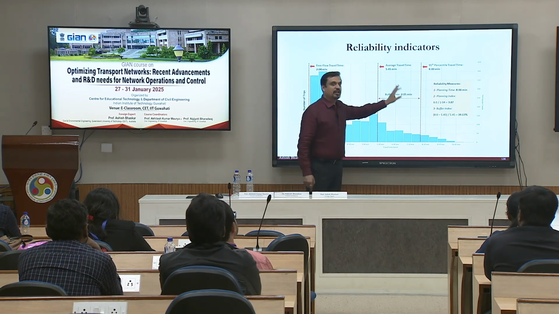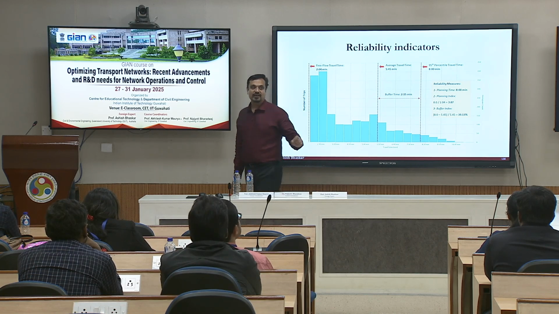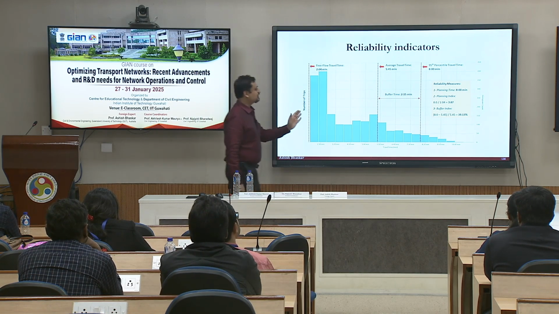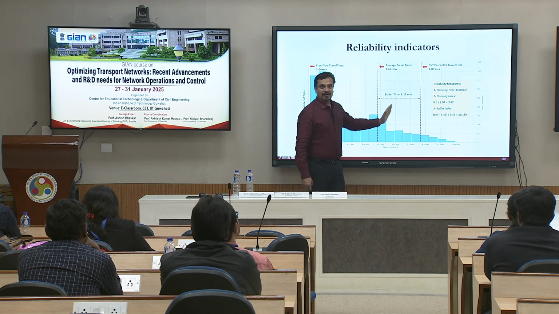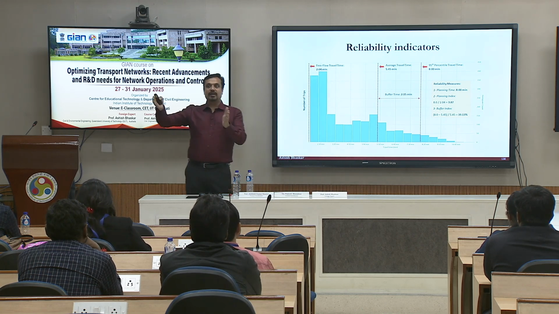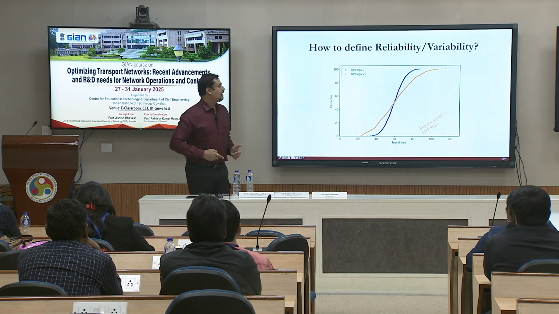Do not worry about the values here, because this graph has its own noise. I just grabbed it from one of the students' presentations. It has noise, but I just want to show you how it looks. So it tells you that the distribution is known to you, and the buffer time is the extra time that you have to consider.